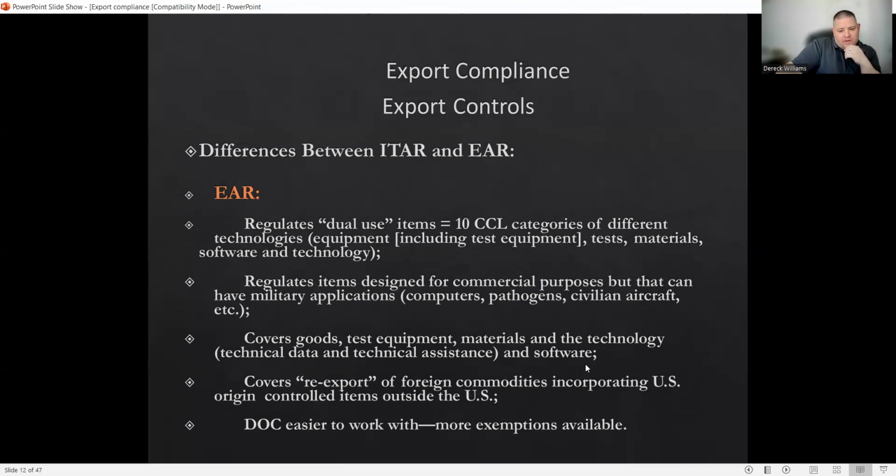And they're a lot easier to work with. Again, there's 10 categories. There's a lot more exceptions on what we can send out for EAR. Even though computers may fall under that category, we ship computers out of the country all the time. So that's kind of an indicator of there being some levity there.